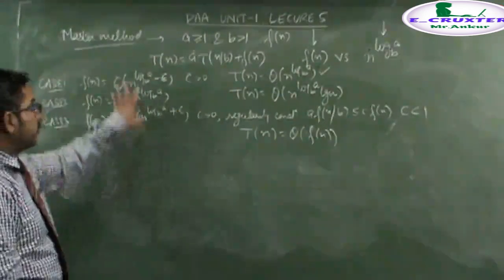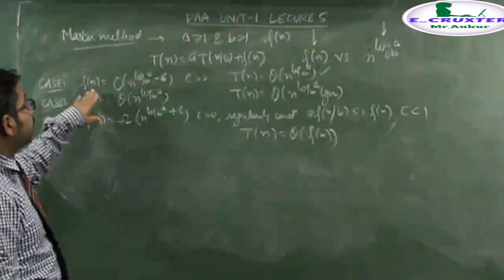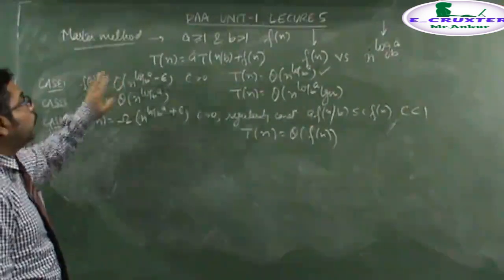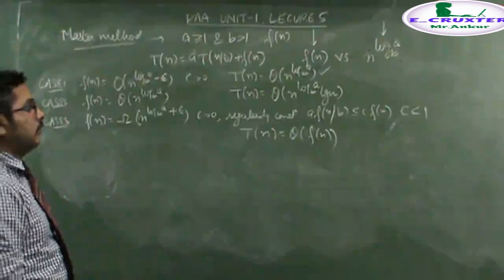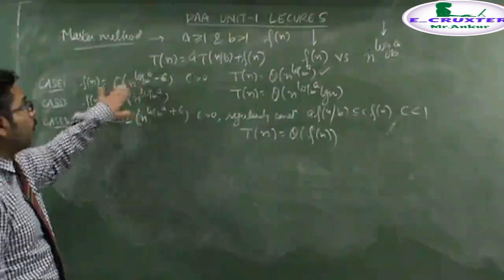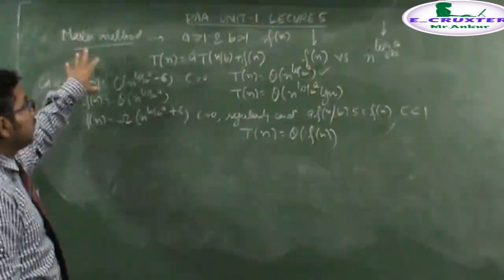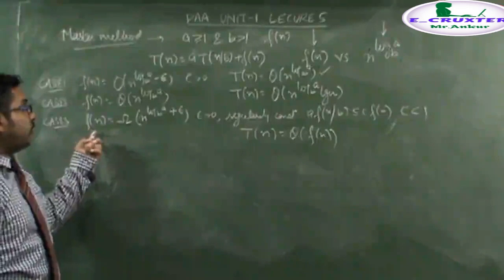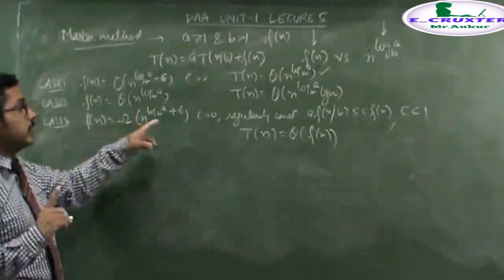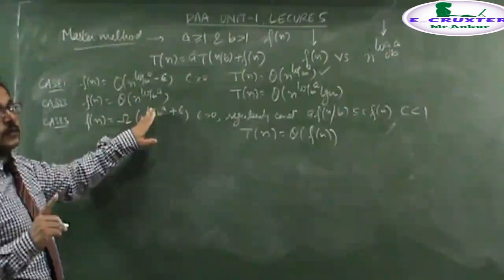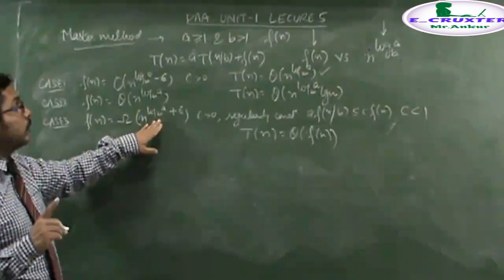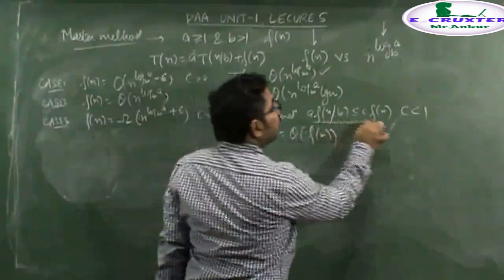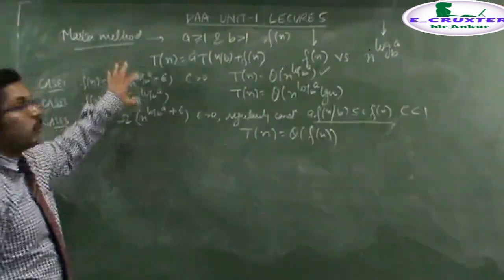What does it mean? It means that f(n) should not be just asymptotically smaller, but it should be polynomially smaller than n raised to log a base b; then only the answer is this. Similarly, in this case, f(n) should not be just asymptotically larger, but polynomially larger than n raised to log a base b, then only the answer will be this, also satisfying the regularity condition. What does polynomially smaller or larger mean?